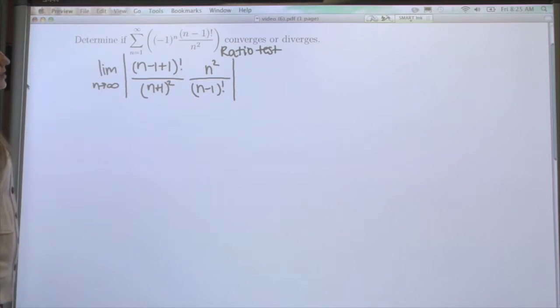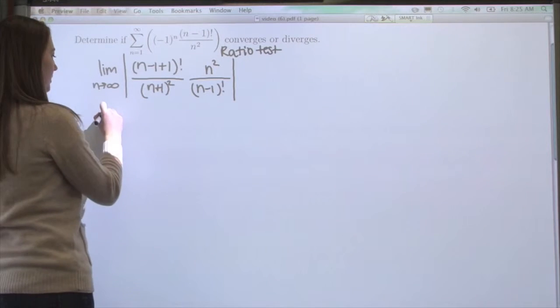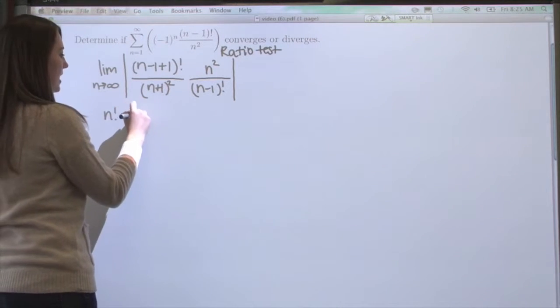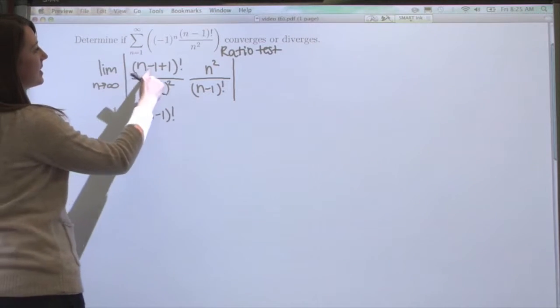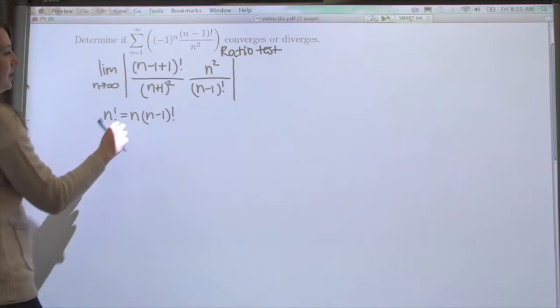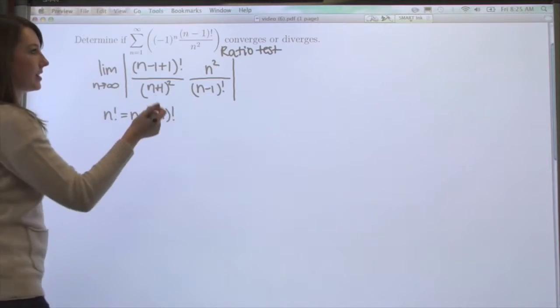Okay, so let's recall factorial. So n factorial equals n times n minus 1 factorial. So as you can see, this ends up being n factorial. So this n minus 1 factorial is going to cancel. So let's write this over here.